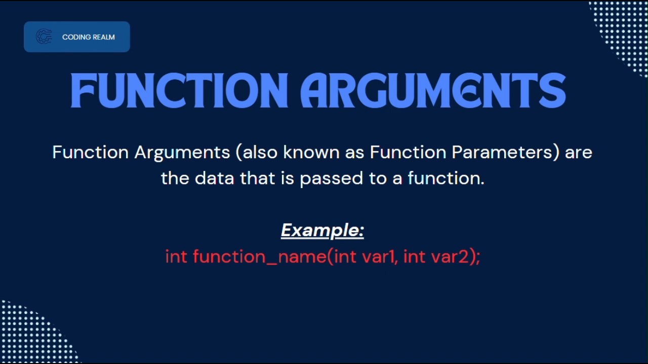We have four conditions of return type and argument. First, the function with no argument and no return value. Second, the function with no argument and with a return value. Third, the function with arguments and no return value. And finally, the function with arguments and with a return value.